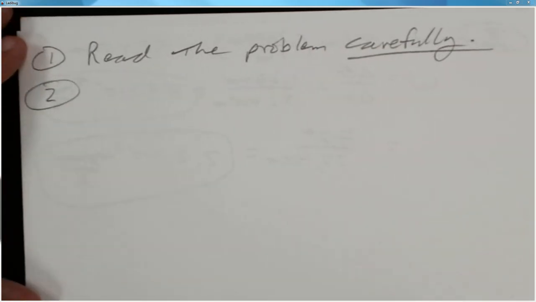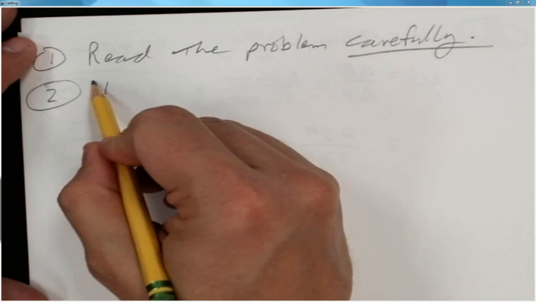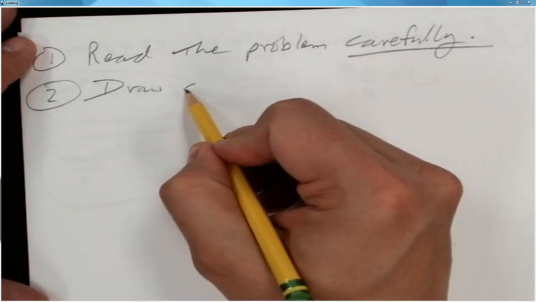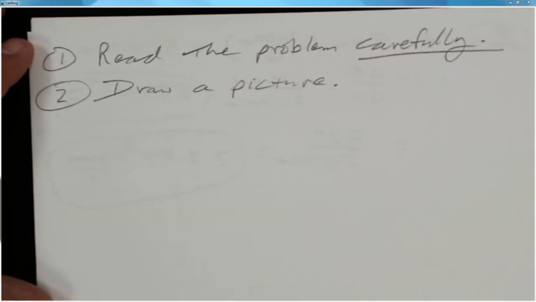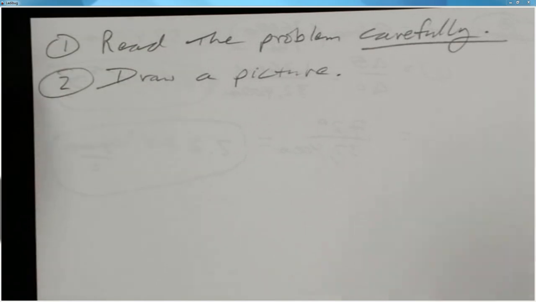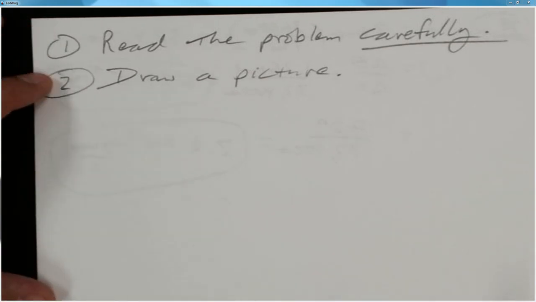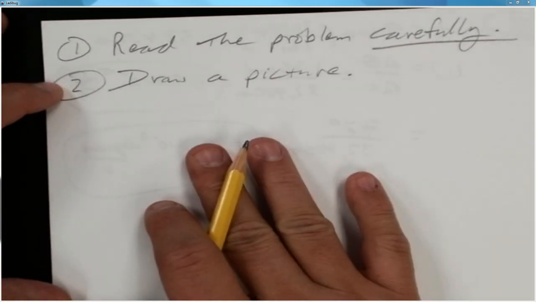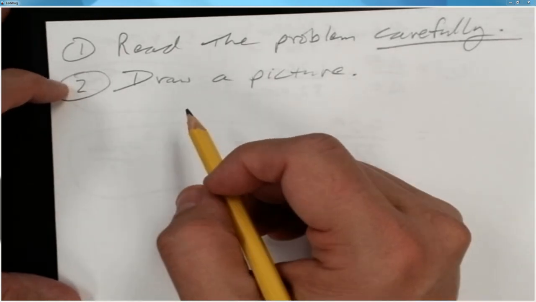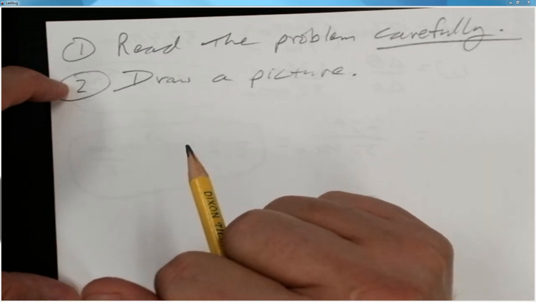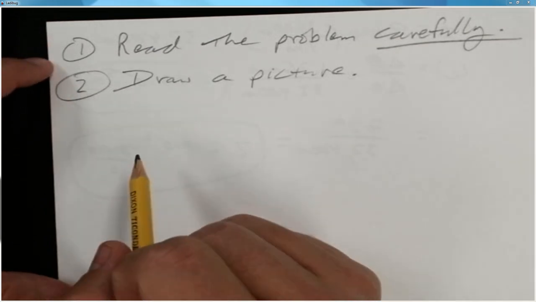The second thing that you need to do when solving a physics problem is draw a picture. This picture does not have to have artistic merit. It simply needs to show the important features of the motion and other things that may go on that are important from a physics perspective. Since we're just working on kinematics right now, motion is all you need to worry about. But as we learn more things, you'll have to draw other things in your pictures.